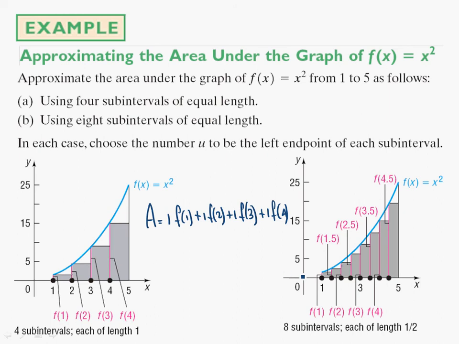If you're on this one, 8 subintervals, each length is a half. Basically you're just replacing this with a bunch of halves. So that's a half. We're still on the left, so it's a half times f of 1, because we are starting there. But then the next one would be at f of 1.5. And then it just repeats until you end up with a half times the estimate at 4. So it becomes more exact, more precise, but it's just more work at that point.